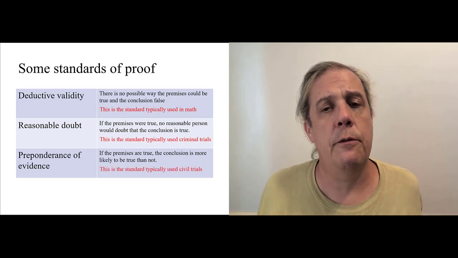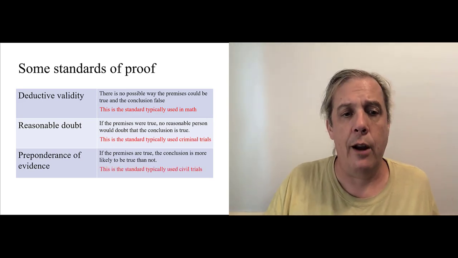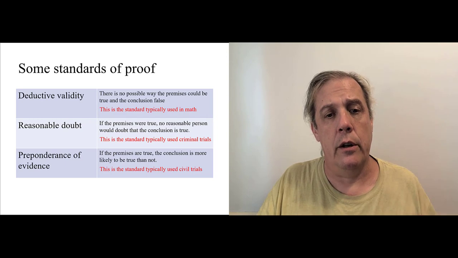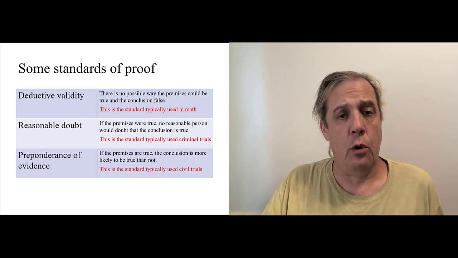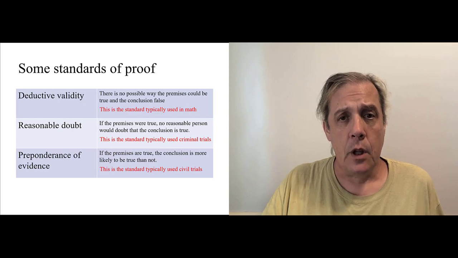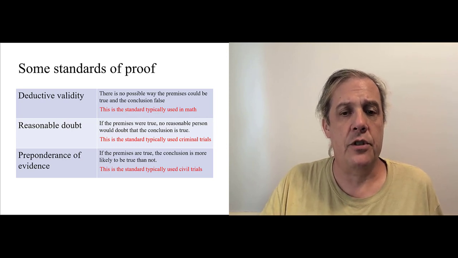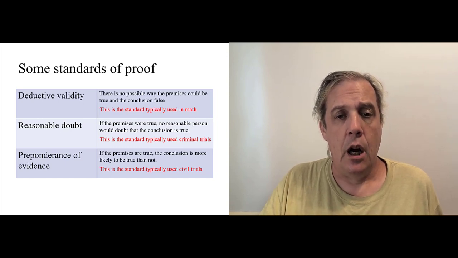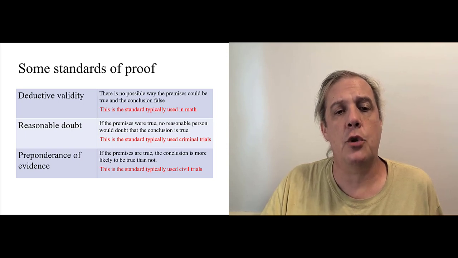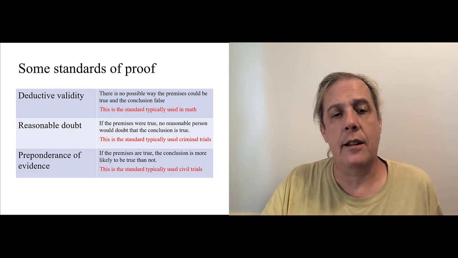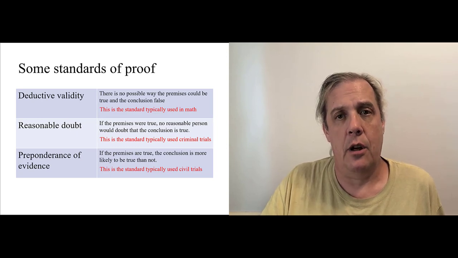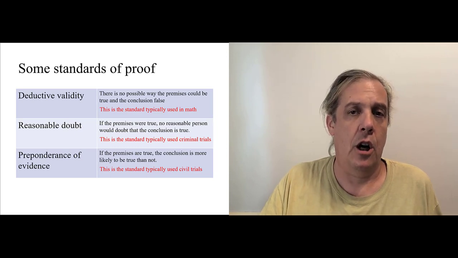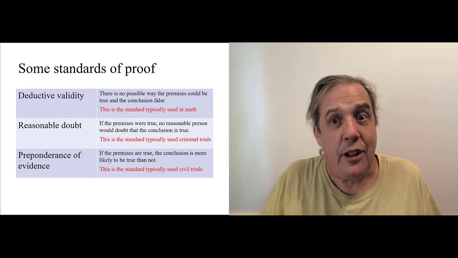So another standard of proof that I want you to be aware of is the preponderance of evidence standard. And this is actually weaker than the criminal court standard. This is the standard of proof that is used in civil trials, like lawsuits, when you're suing people for money. And here we just say that if the premises are true, the conclusion is more likely to be true than not. The preponderance of evidence, the majority of the evidence, is on one side or another. 51%, roughly, right?